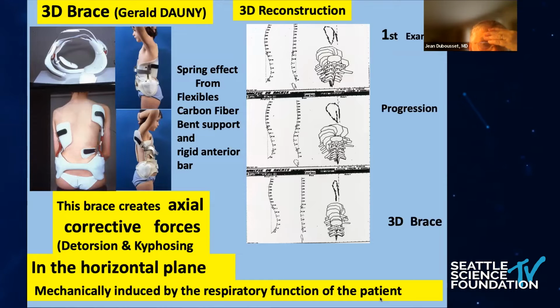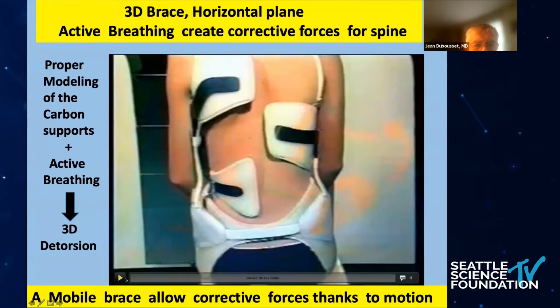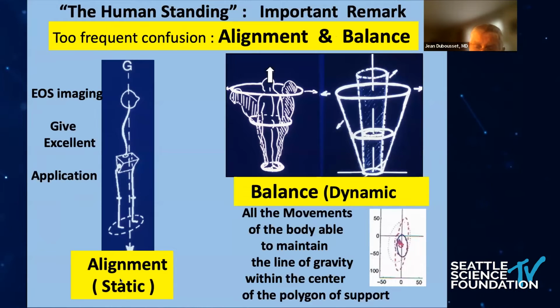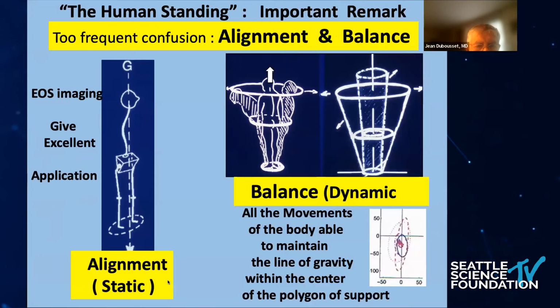And this brace creates, as you can see on the right, before the first exam, the progression, and inside the 3D brace. This brace creates an axial corrective force, detorsion, kyphosis in the horizontal plane, induced by the respiratory function of the patient. For example, here you see very well that the brace works, and here, for example, you will see how this brace works. If it will work, I don't know why the machine doesn't work now.